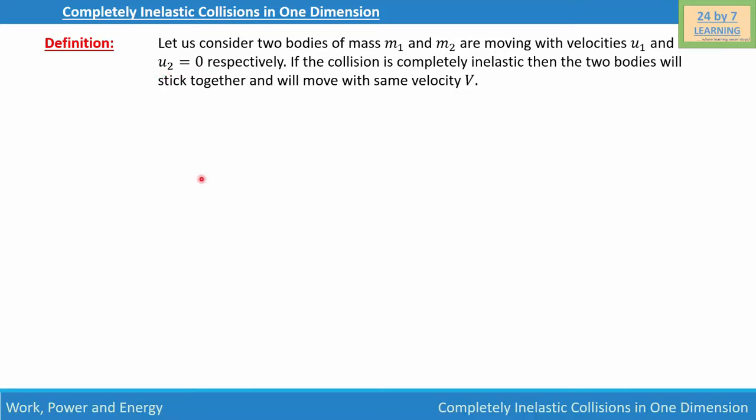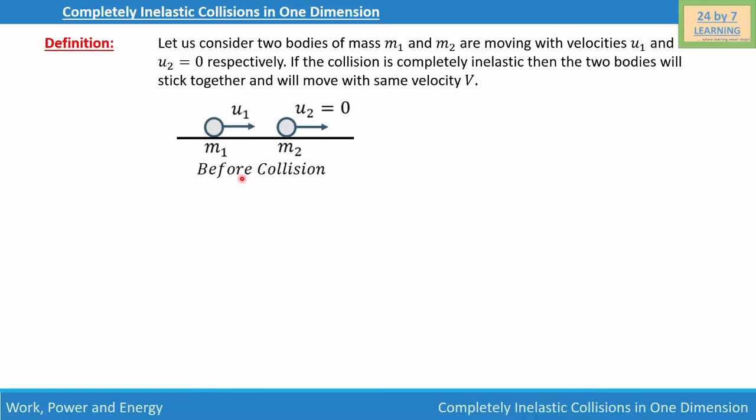Now let's draw a picture based on the given information. This picture represents the situation before collision, where you can see the body of mass m1 is moving with velocity u1 and the body of mass m2 is non-moving, or I should say the body of mass m2 is at rest. So when these two bodies collide, they will move together with a velocity v.